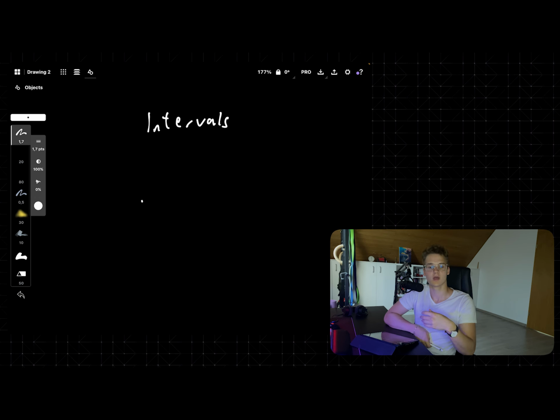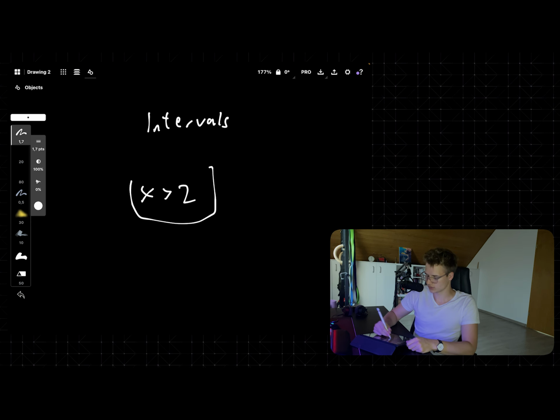So for example, you might solve a problem and you see that all of the numbers, like if x is greater than 2, that's the solution. All of x's that are greater than 2 are the solution. So x is greater than 2. Well, great, you already know how to write this, but what's a different way to write it? Well, a different way would be to use actual intervals.